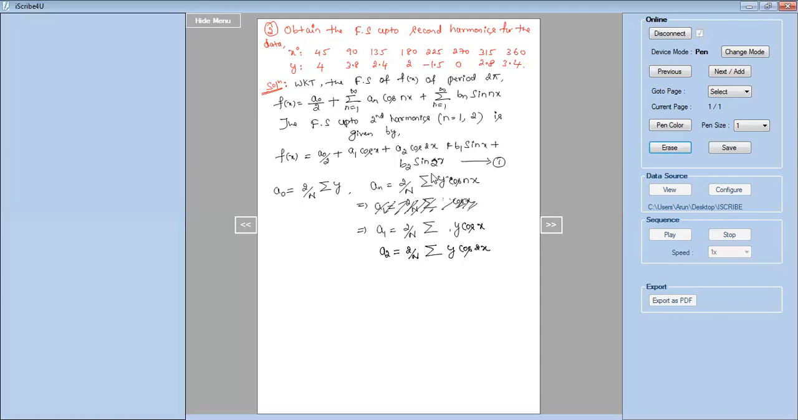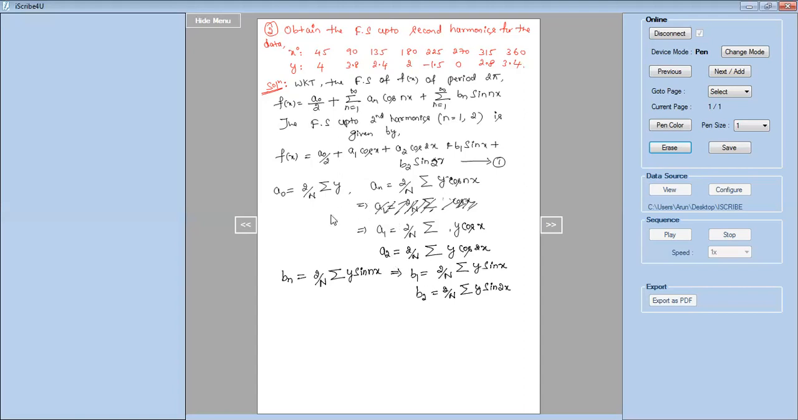Now similarly I want b1, b2. So we have a formula for bn. The formula for bn is 2 by capital N into summation y sin nx. This implies b1 equals, put n equal to 1, 2 by capital N into summation y sin x. And b2 equals 2 by capital N into summation y sin 2x. So this is the formula of b1 and b2. So we got the formulas for a0, a1, a2, b1, b2.